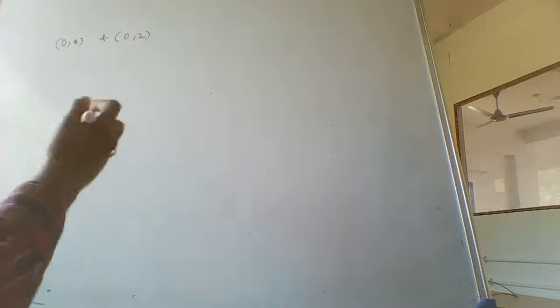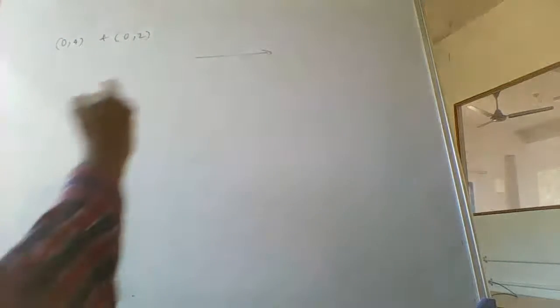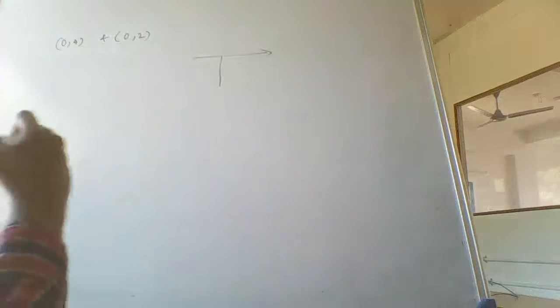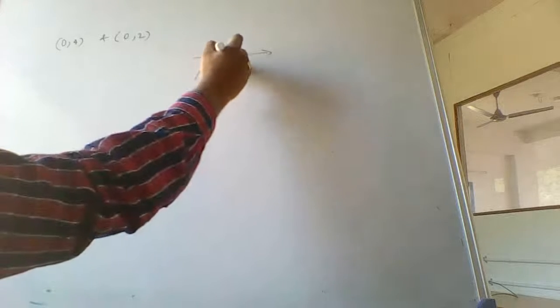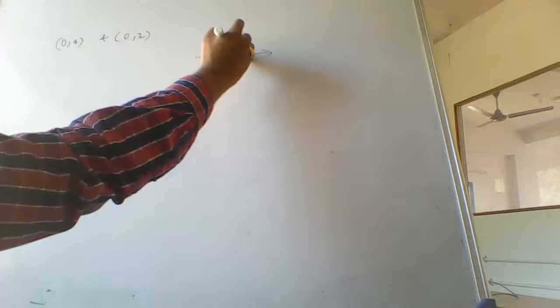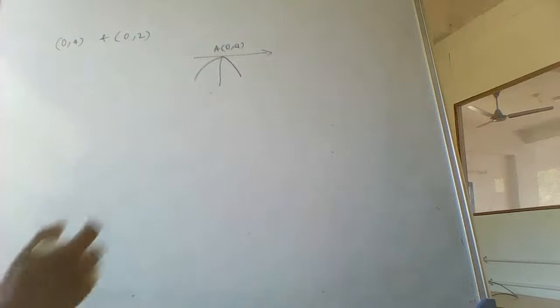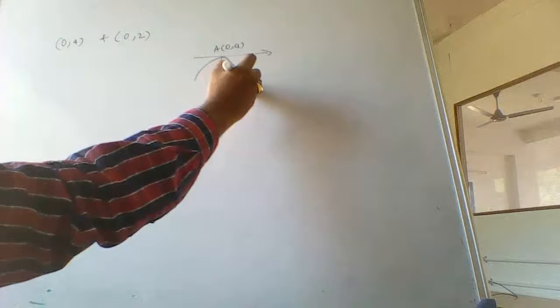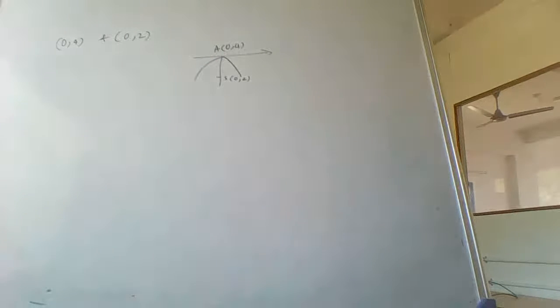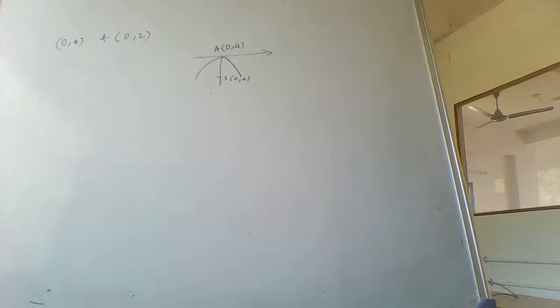Now let us draw a line. So this is what I was talking about. I have a parabola. A is the point 0 comma 4. This is the point, and this S is 0 comma 2. Fine. So let us try to solve this problem now.